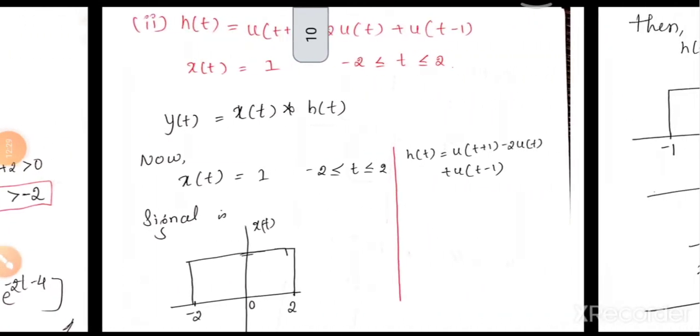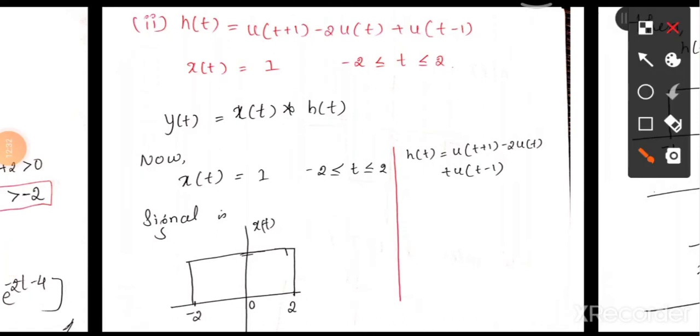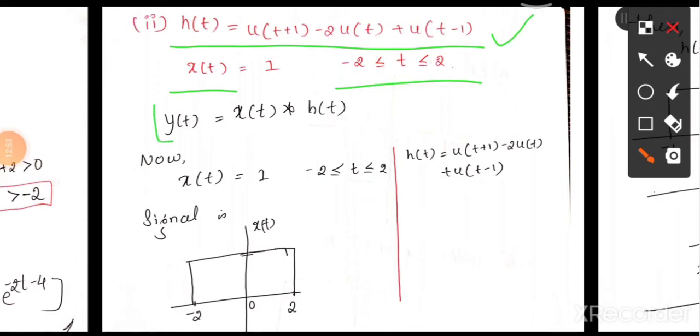Okay, let's solve another numerical. They have given h of t is u of t plus 1 minus 2u of t plus u of t minus 1. This is your h of t, and they have said x of t is equal to 1, which is present between minus 2 to plus 2. So as we know, this is y of t, h of t convolution with x of t.